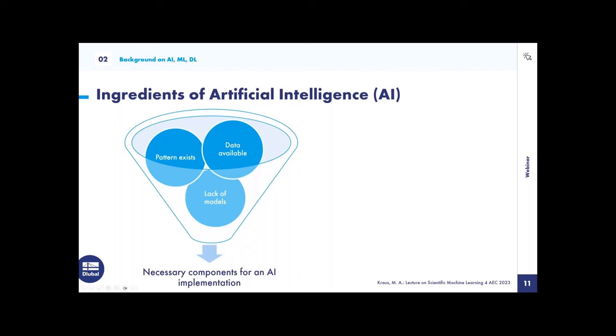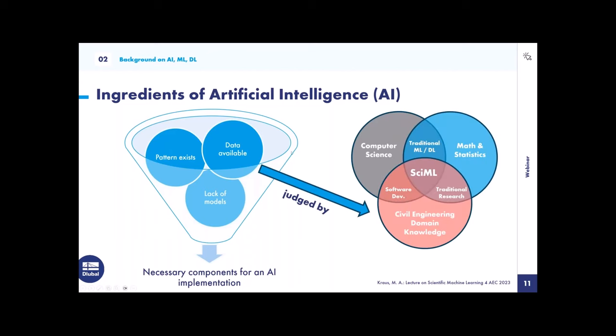So the first is, do you have data about the problem? Do these data contain the pattern you're trying to model? And is there not a simpler model which does the job? If you can say yes to all of the three, then you're lucky and you can apply AI, or at least there's a high chance of being successful in applying some kind of AI method.